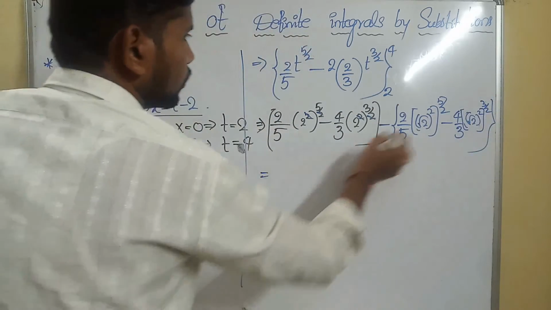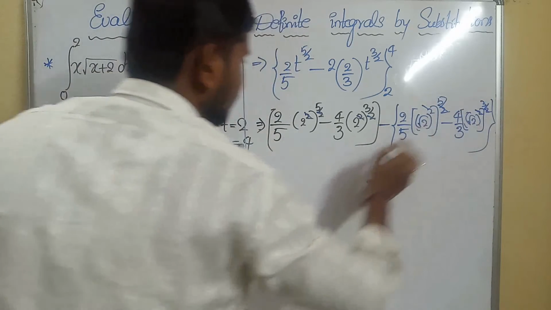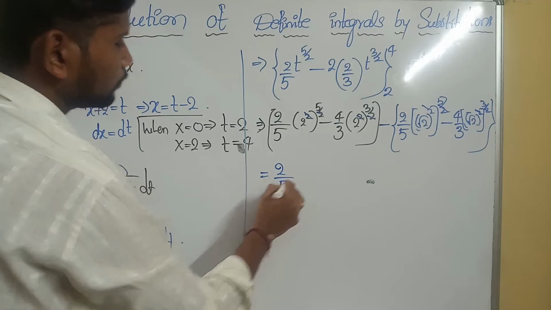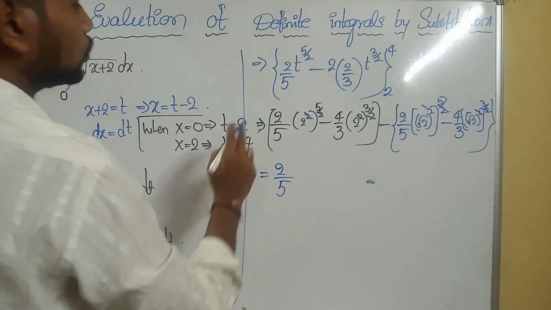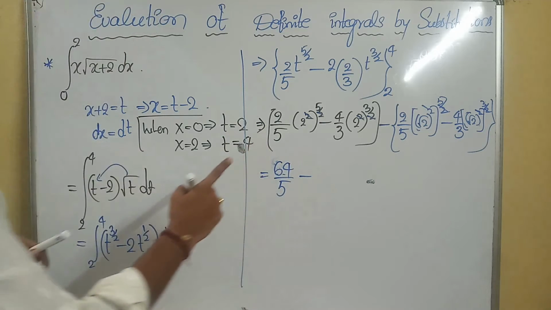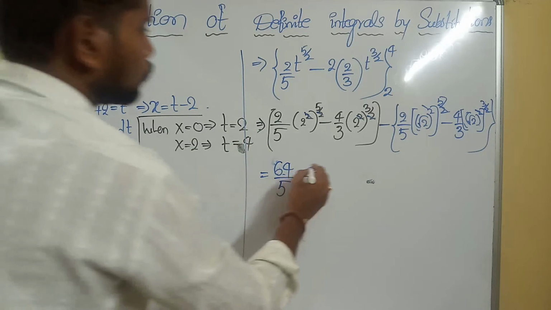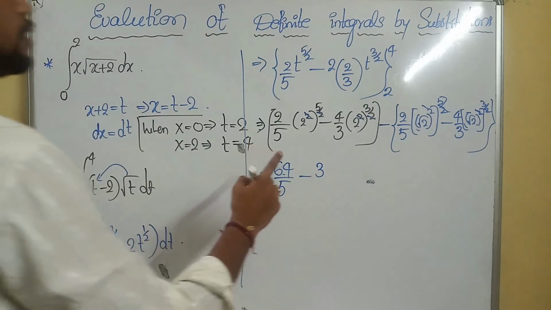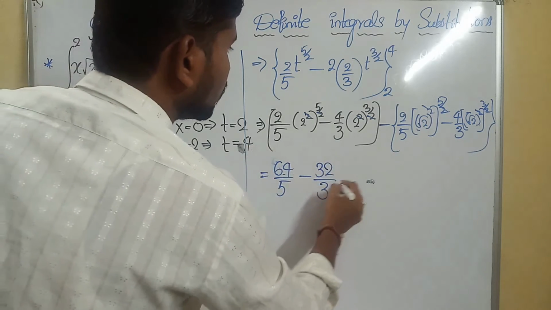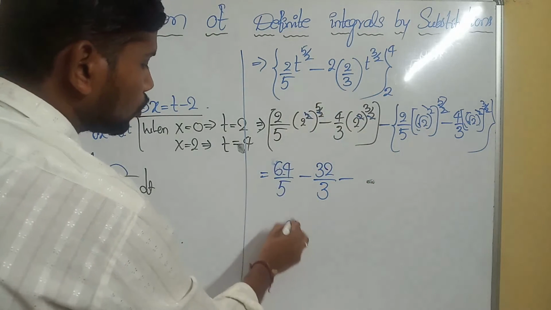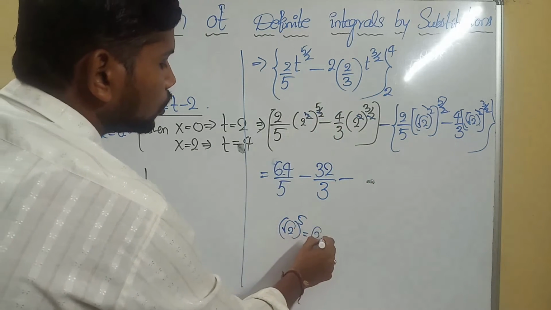Got it? Okay, again 2 to cancel, here 2 to cancel. Okay, it will be 2 to the power 5, which is 32, into 2 will be 64, minus 2 to the power 3, which is 8, into 4, 30. Okay, 2 to the power 3 will be 8, 32 divided by 3 minus, it will be root 2 to the power 5. Root 2 to the power 5 will be root 2 into root 2 into root 2.